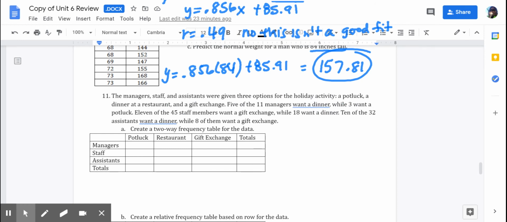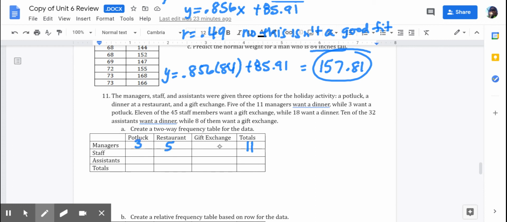Now, the last question is dealing with two-way frequency tables and frequency distributions. So I just have to read carefully in this problem to make sure I'm filling in my boxes the right way. So our managers, staff, and assistants were given three options for holiday activities: a potluck, a dinner at a restaurant, a gift exchange. So 5 out of the 11 managers wanted dinner. So I know the total number of managers is 11, and that 5 of them want to go to a dinner at a restaurant. 3 want the potluck.